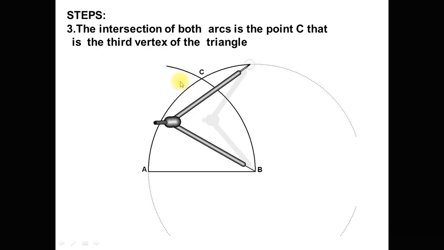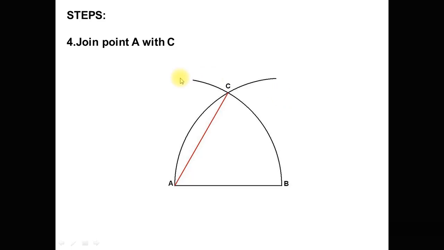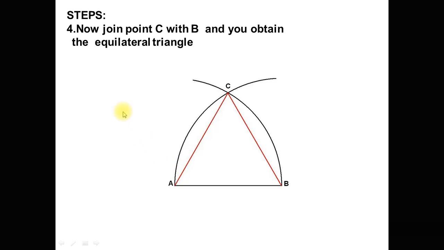So in the third step, the intersection of both arcs is the point C. That is the third vertex of the triangle. Now the last step, join this vertex C to vertex A, and then join this vertex C to the vertex B, and this is the required equilateral triangle.